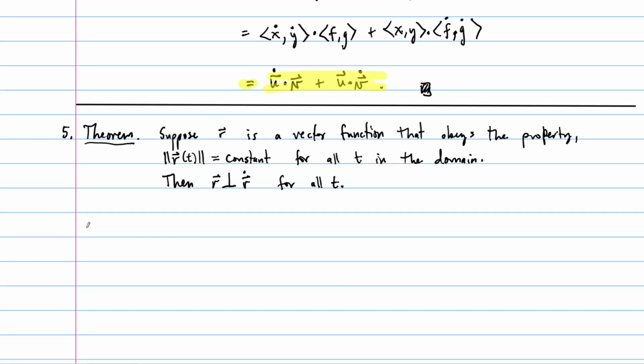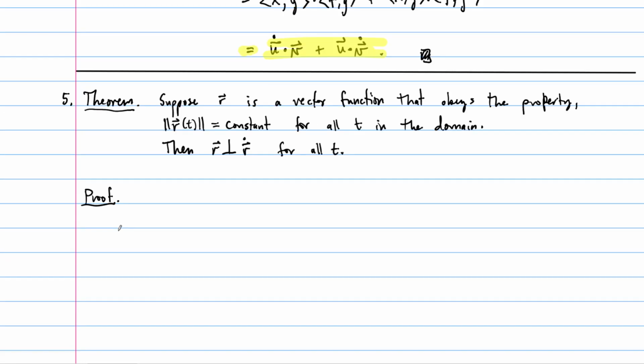All right, so let's prove it. So here's our proof. Again, I'm just going to rewrite the assumption here, but I'm not going to write all the words. So suppose that the length of r of t is equal to c. So c is a constant here. Then what does this mean? This means that the length squared of this vector is equal to c squared, which is also a constant. If this is a constant, squaring both sides is still a constant, right?